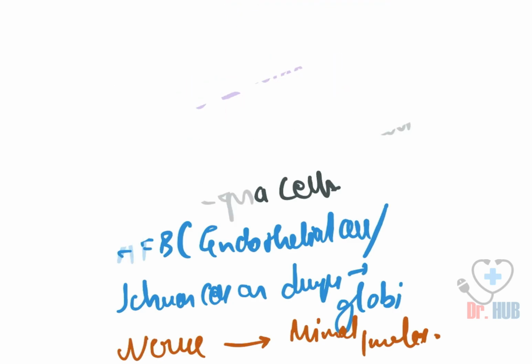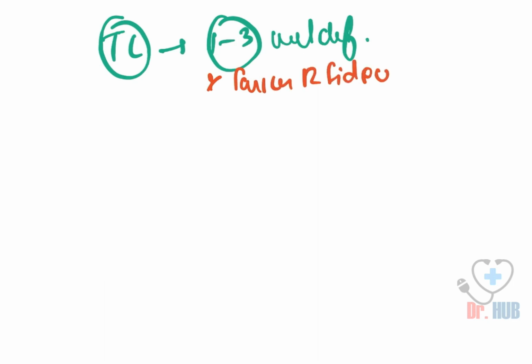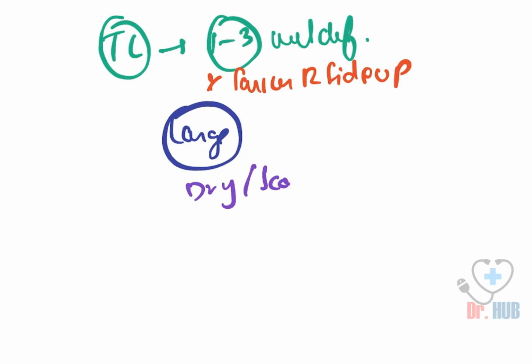Now we will go back to answering our questions. The first question we asked was: what is tuberculoid leprosy? In tuberculoid leprosy, the number of lesions is around 1 to 3. They are well-defined hypopigmented macules with a saucer right side up appearance. The size of the lesion is large, and it is dry, scaly, and inverted.